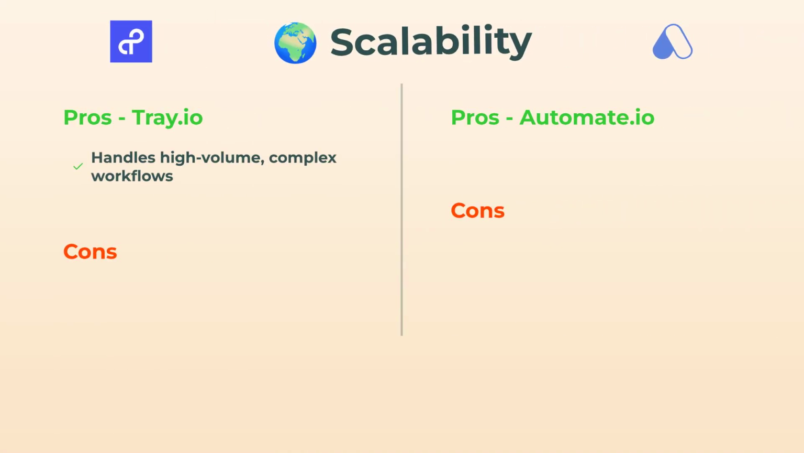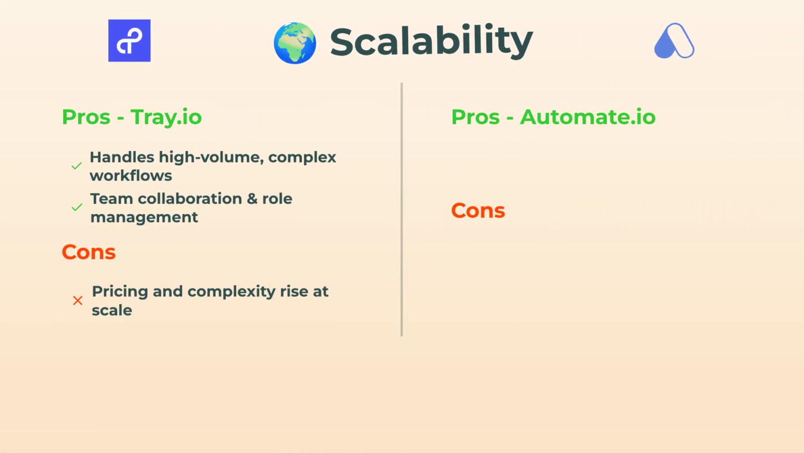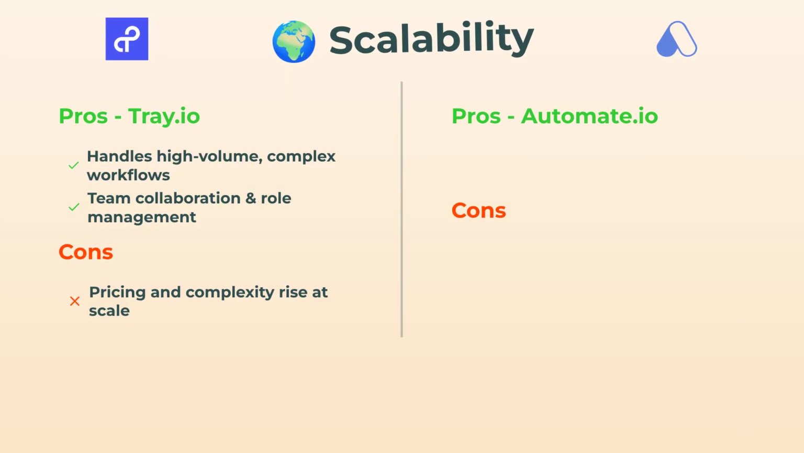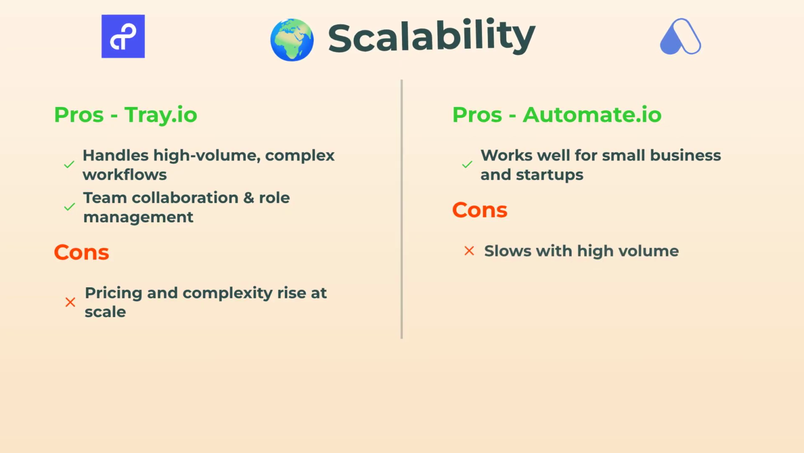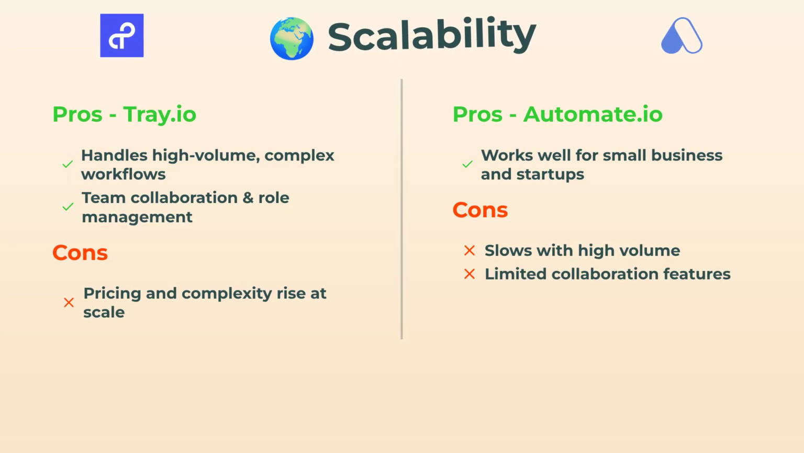Okay, last lap, scalability. Tray.io is literally built to handle huge, complicated workflows and team collaboration. The catch? It gets pricier and, honestly, more complicated as you grow. Automate.io feels more at home with smaller teams and startups. Scaling up, things get a little wobbly and collaboration isn't as slick.